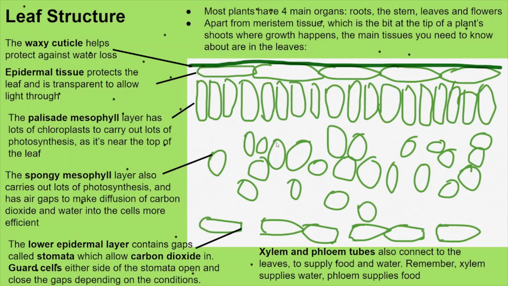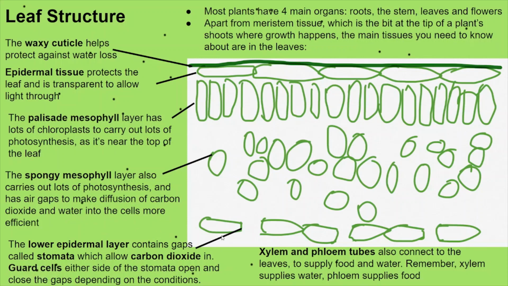to the palisade mesophyll layer, and these cells have lots of chloroplasts to carry out lots of photosynthesis, because if you remember, these contain chlorophyll, a green pigment which absorbs light for photosynthesis. This is also near the top of the leaf so that it can absorb more light. The spongy mesophyll layer is also meant to carry out lots of photosynthesis. The air gaps, as we saw again in the last video, allow diffusion of carbon dioxide and water into the cells to be more efficient.